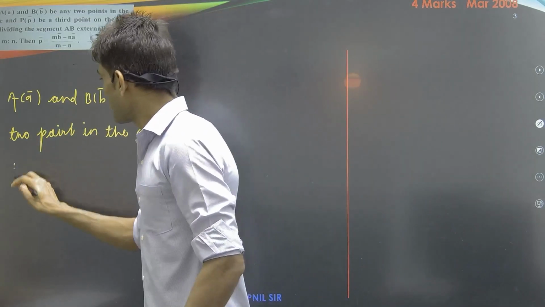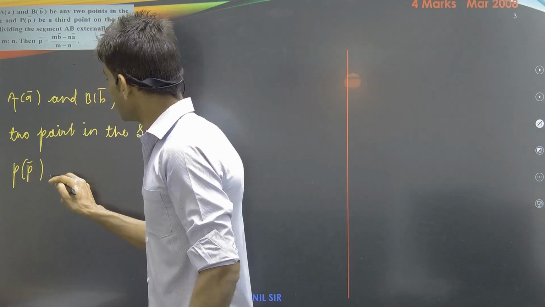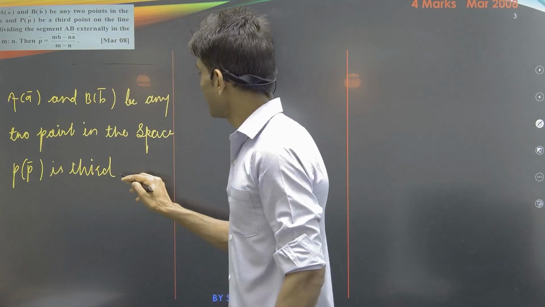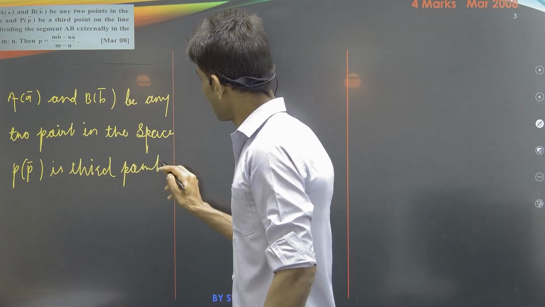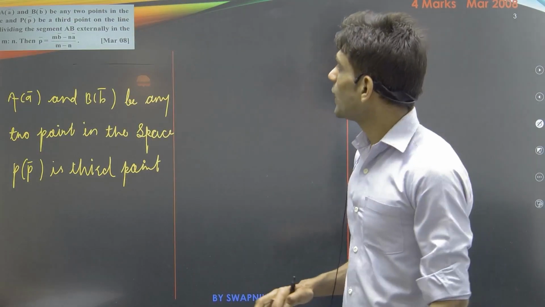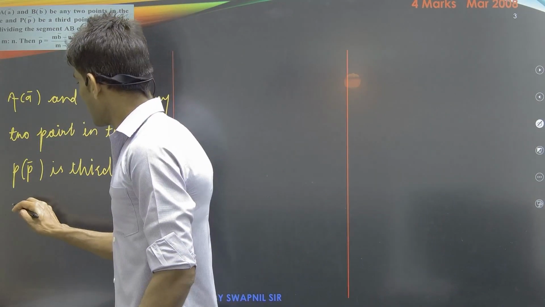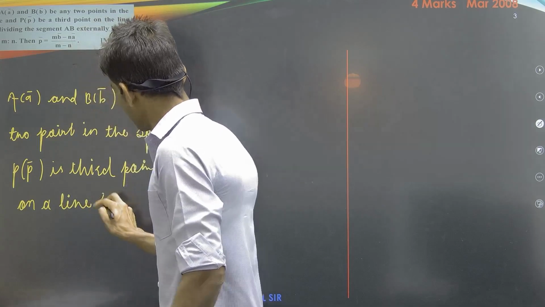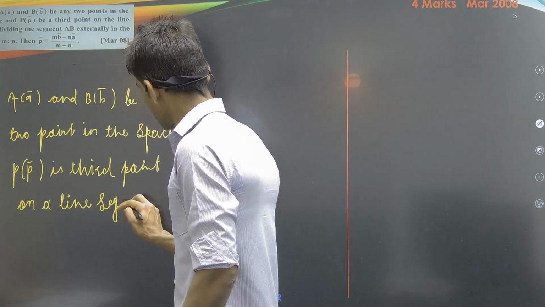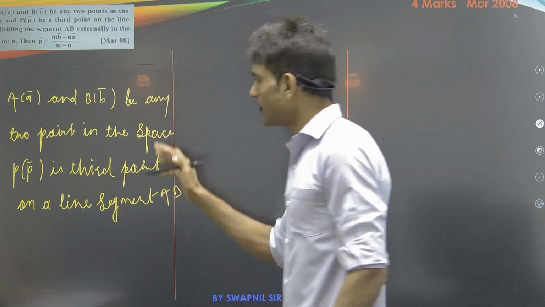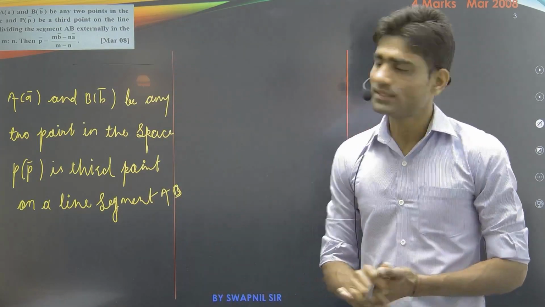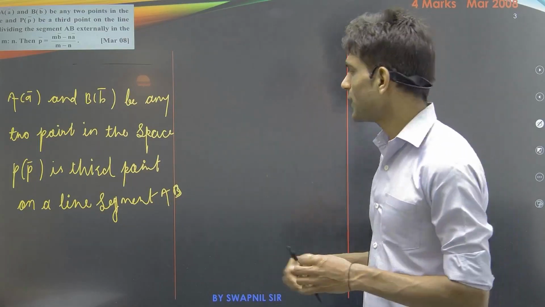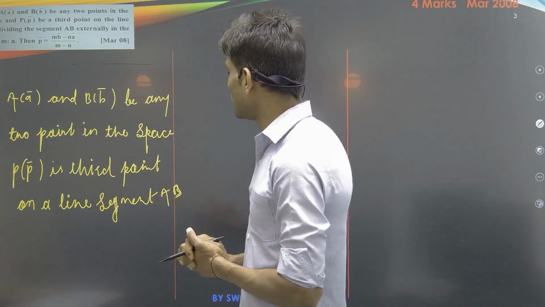P of P bar is a third point on the line segment AB. That is everything given in our question. So we have to plot this statement first and then go for the proof. P of P bar is a third point on the line segment AB.